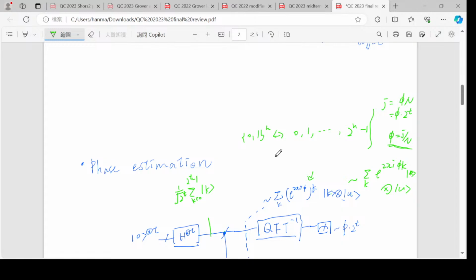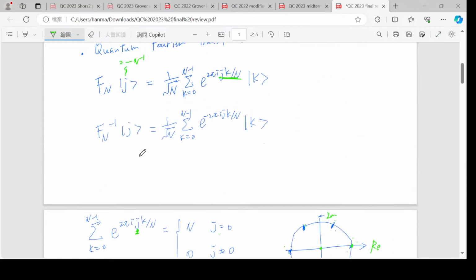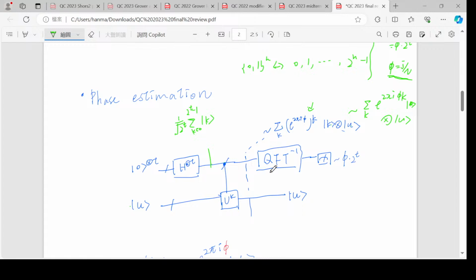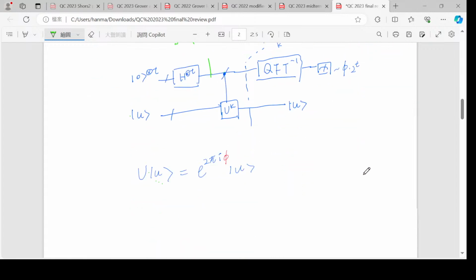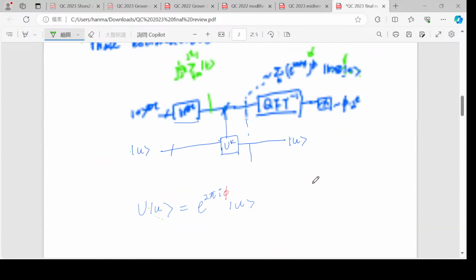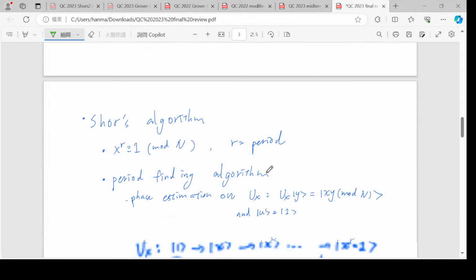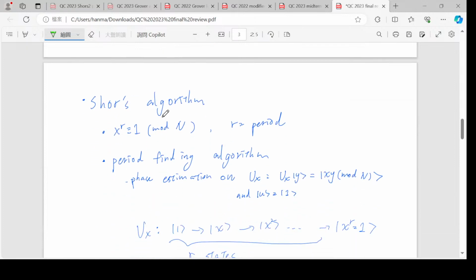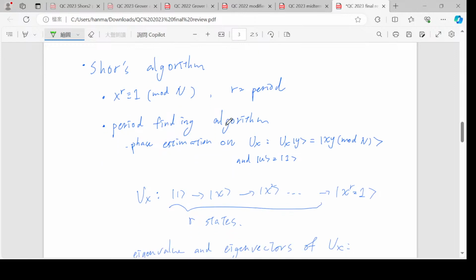Okay. So that's a quantum Fourier transform. Then we find out that if you do the inverse quantum Fourier transform, then you can do phase estimation. And if you can do phase estimation, we find out that we can do factoring using Shor's algorithm. Here we skip the classical part of Shor's algorithm, but basically the most mathematical, the hardest part of Shor's algorithm is the problem called period finding.